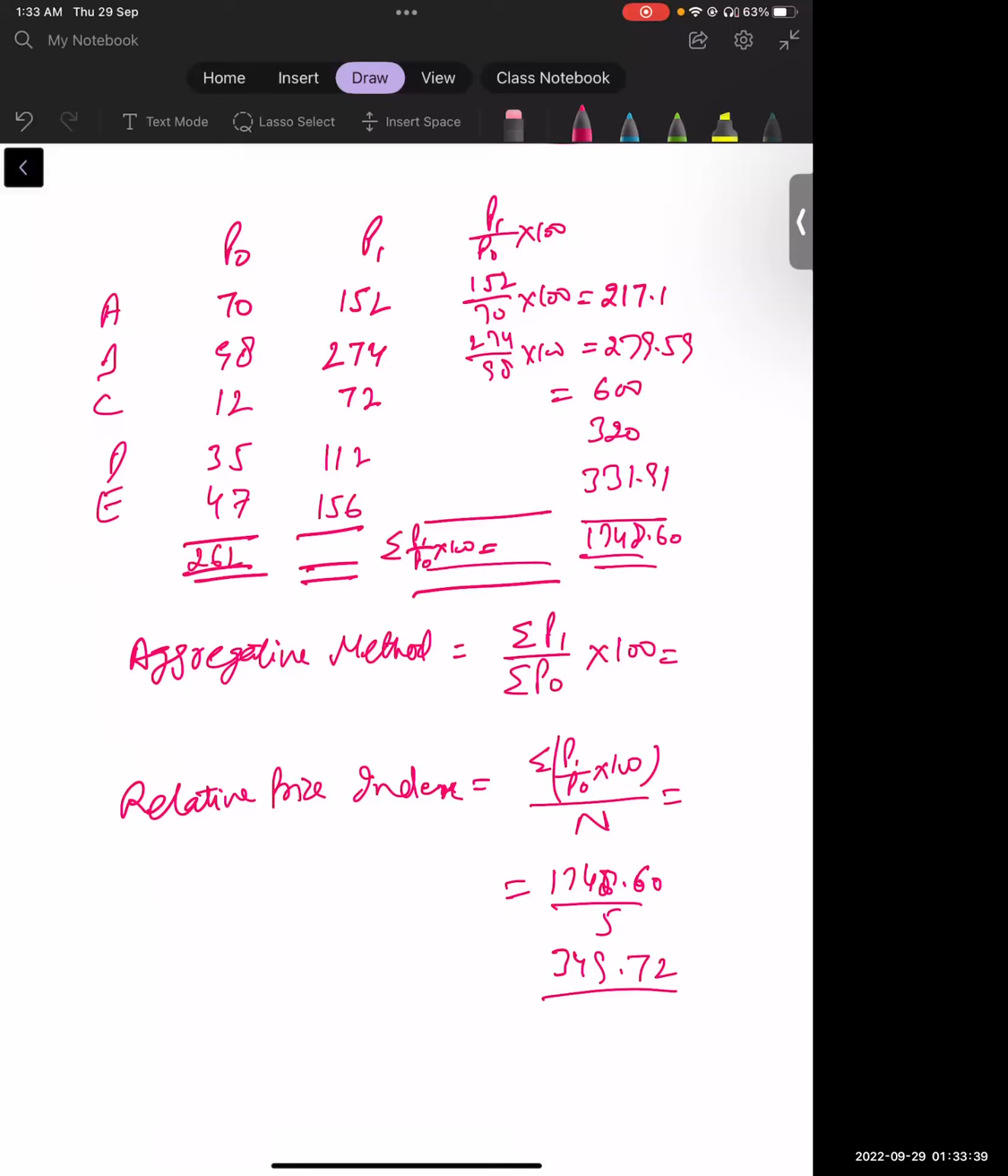So the total is 262. Earlier one. And what about the second one? It was 766 over 261, over 100. That is 292, I think. Then it comes to be 293.48. So in both the methods, the answers are coming slightly different, isn't it? In this method, it's 293.48. Yeah. Okay. Got it.